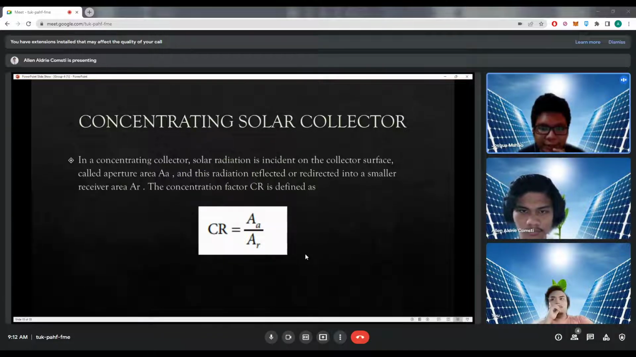In a concentrating collector, solar radiation is incident on the collector surface called the aperture area, which is A sub A, and this radiation is reflected or redirected into a smaller receiver area, A sub R. The concentration factor is defined as CR is equal to AA over AR.